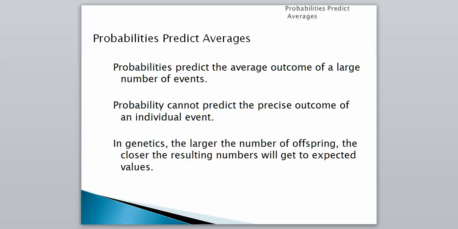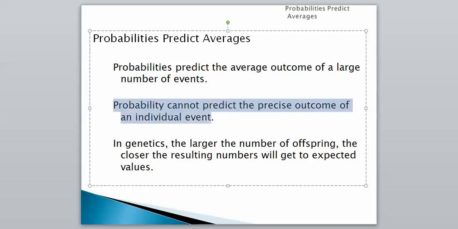And then just kind of some closing thoughts here. Probabilities predict the average outcome of a large number of events, and this most important part here, they cannot predict the precise outcome of an individual event. It's just our way to kind of guess almost, or an educated guess to make a hypothesis. And in genetics, the larger the number of offspring, the closer the resulting numbers will get to the expected values.